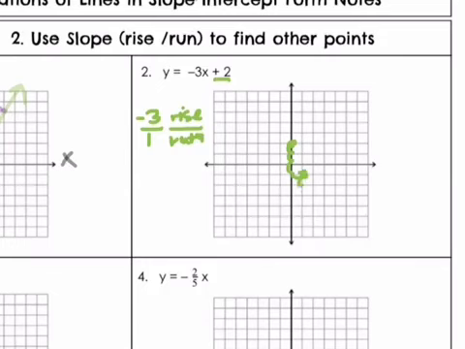Then we're going to go down 3, and we're going to go right 1, and we're going to continue that. And then we're going to go back to our y-intercept to create the other half of the graph. And so we'll go up 3 and over 1. So that's going to create our nice long line. And there we have graphed our equation.